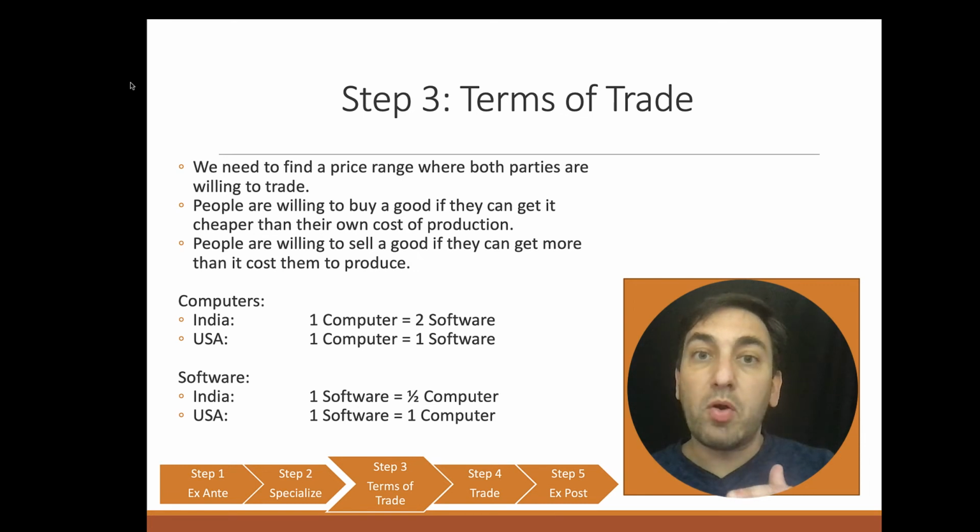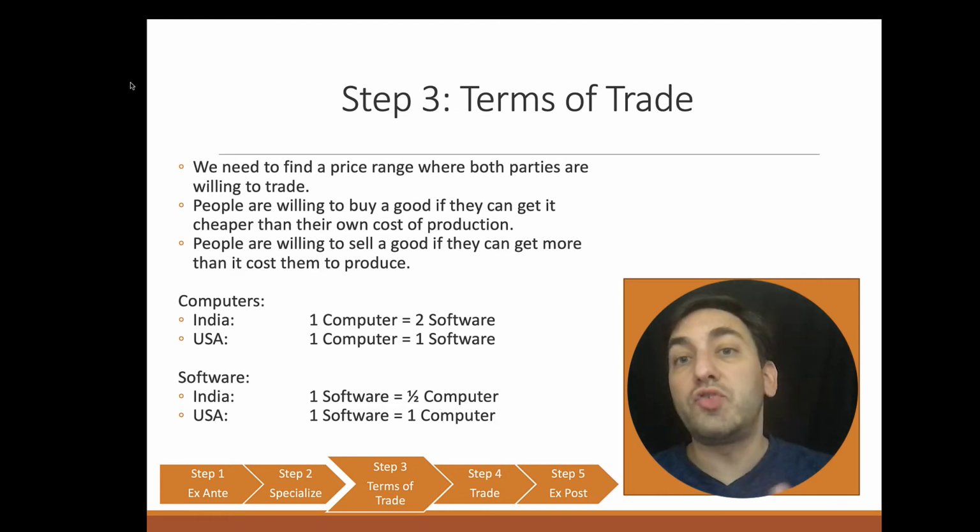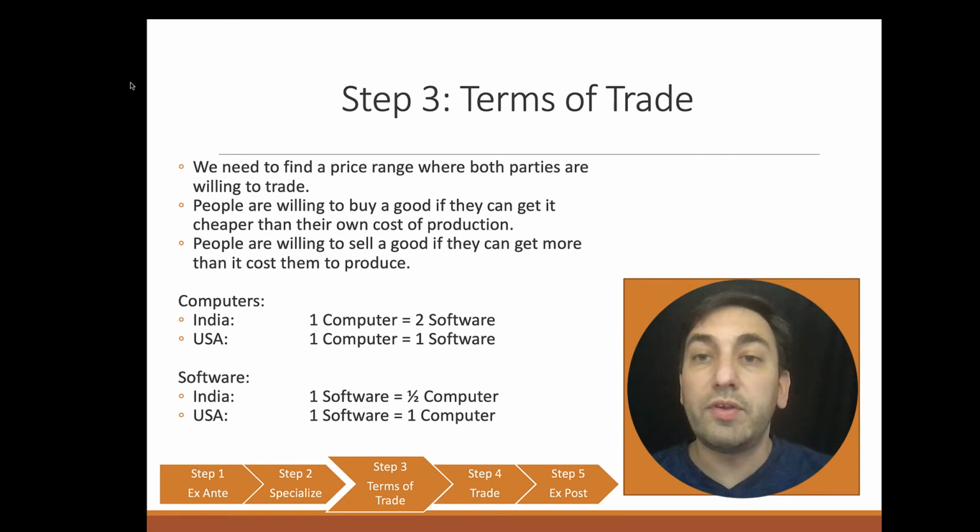Now, if you remember, when each country was not trading, we ended up with 150 of one item and 200 of the other. And when we said, you know what, if we let each country specialize, we can get to 200 computers and 200 software. Now what we're trying to do is say, what are the terms of trade that can incentivize both people or both countries to get to where they want?